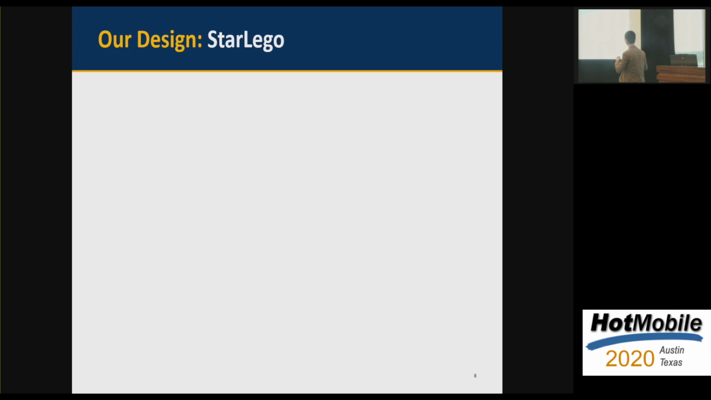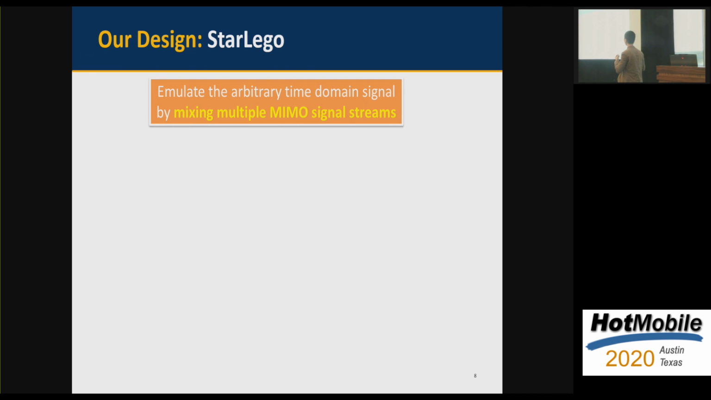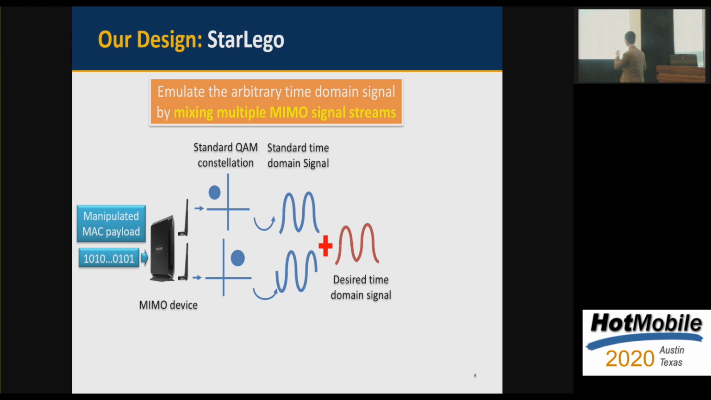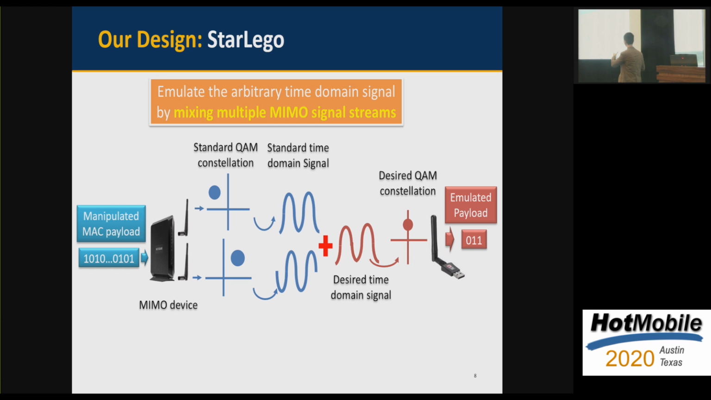So based on such insight, we propose our design, which is called StarLego, which emulates an arbitrary time domain signal by mixing multiple MIMO signal streams together. This design needs no physical layer modification. We just simply manipulate the MAC payload. We design the standard time domain signals from the MIMO streams, so when they combine in the air, we create the desired time domain signal we want. And then such a desired time domain signal will be correctly decoded by the new devices as the designed payload.